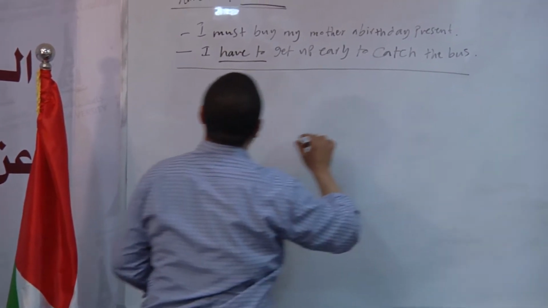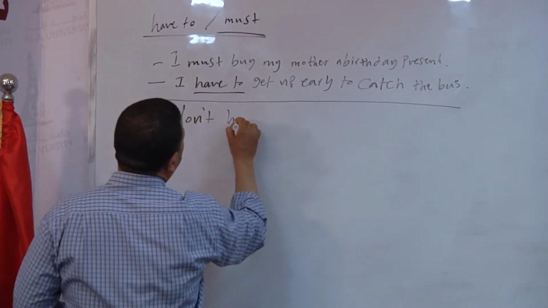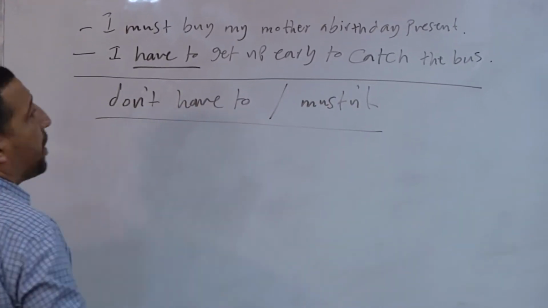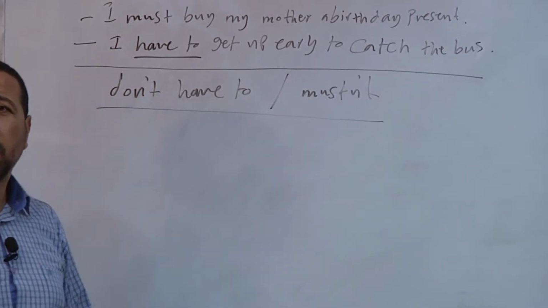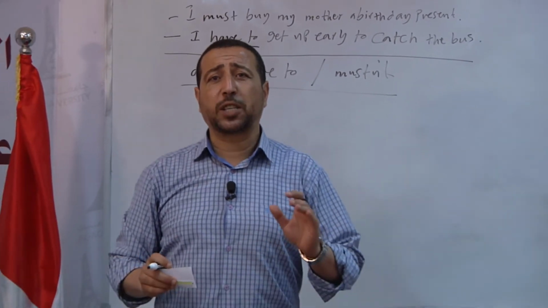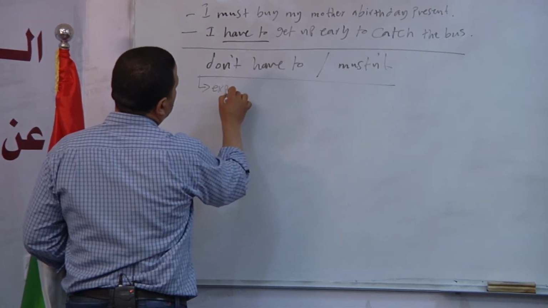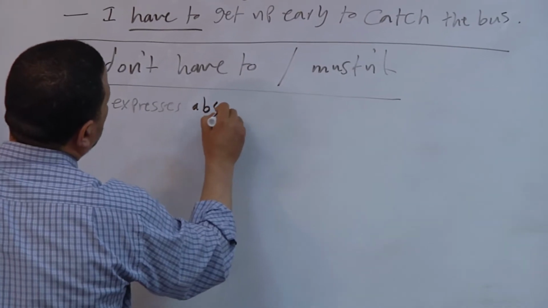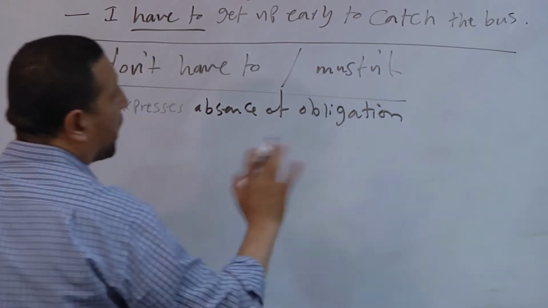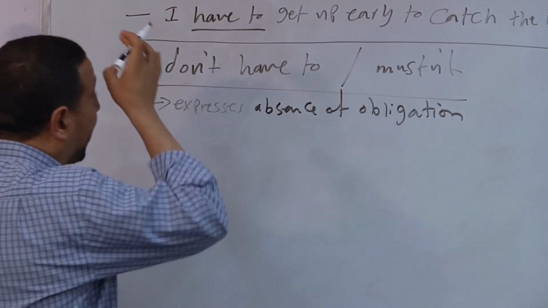Let's go to the difference between don't have to and mustn't. Now, the negative of have to is don't have to. Don't have to expresses absence of obligation. We don't have obligation in this case. We don't have any kind of obligation. It expresses an absence of obligation.